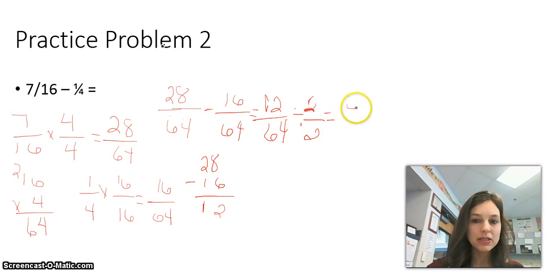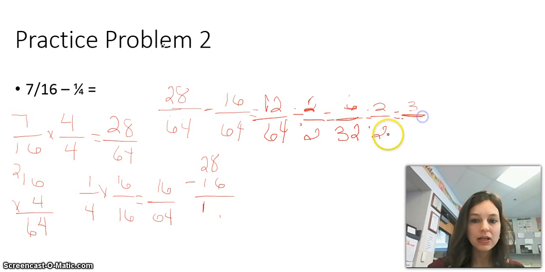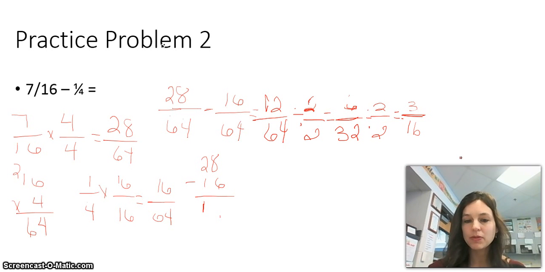12 divided by 2 is 6. 64 divided by 2 is 32. I could still reduce some more by dividing by 2/2. 6 divided by 2 is 3. 32 divided by 2 is 16. So my final answer would be 3/16. That's my final answer in lowest reduced terms. All right, let's move on.